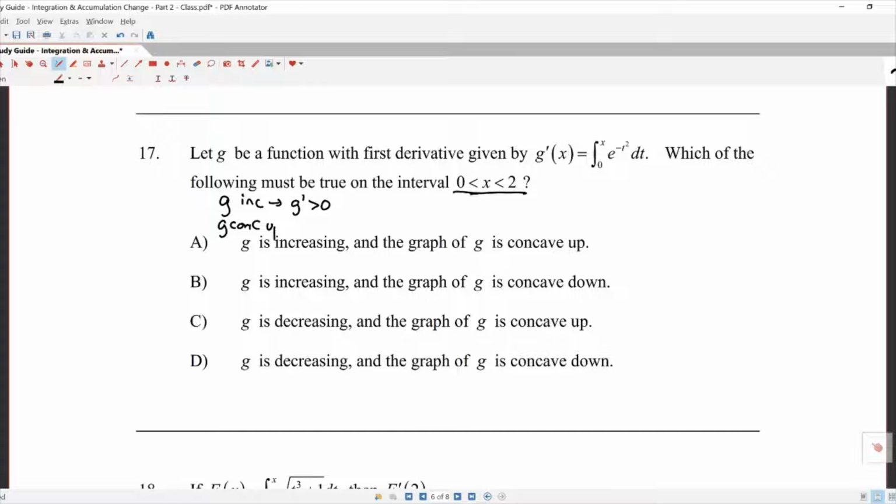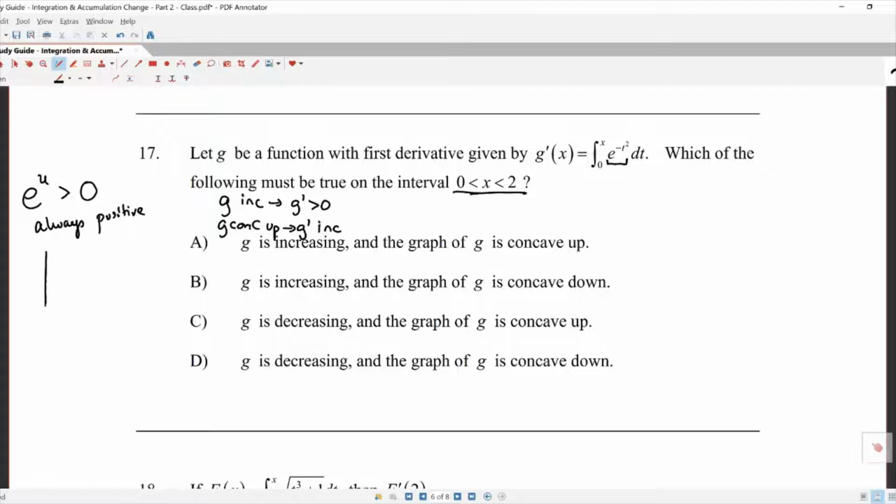And g is concave up whenever g prime is increasing, or concave down when g prime is decreasing. So if we know what's going on with g prime, whether it's positive or negative, whether it's increasing or decreasing, then we know what's going on with g, whether it is increasing and concave up or down. So next thing is this. What does that function look like? What do we know about it? And the thing you need to remember, e to anything is always going to be positive for all real numbers.